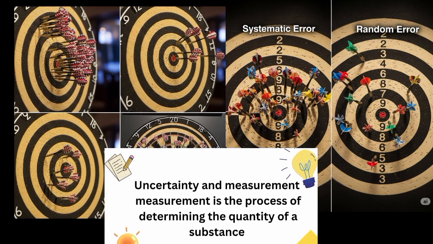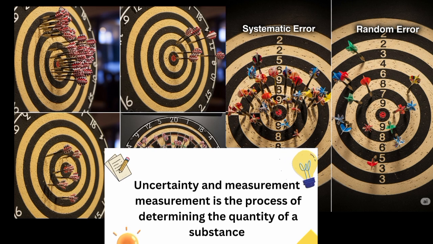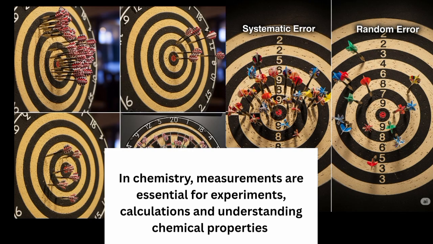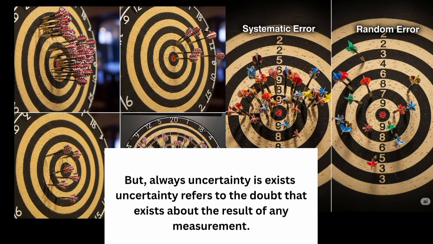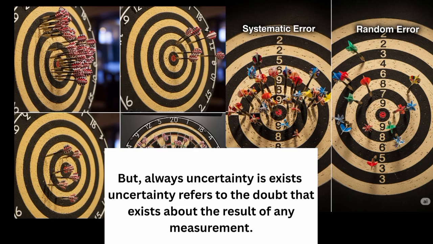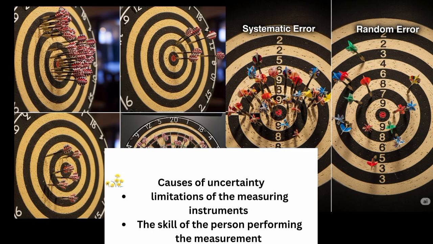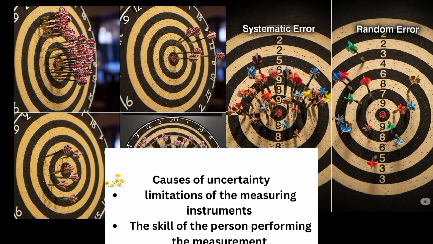The third point for this presentation is uncertainty in measurement. Measurement is the process of determining the quantity or amount of a substance by using a known standard or scale. In chemistry, measurements are essential for experiments, calculations, and understanding chemical properties. Instruments like the balance, volumetric flask, pipette, thermometer, and spectrometer are used for measurements. From this, first we define what uncertainty means. Uncertainty refers to the doubt that exists about the result of any measurement.